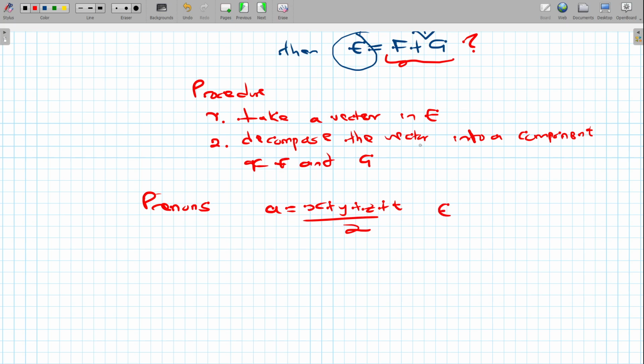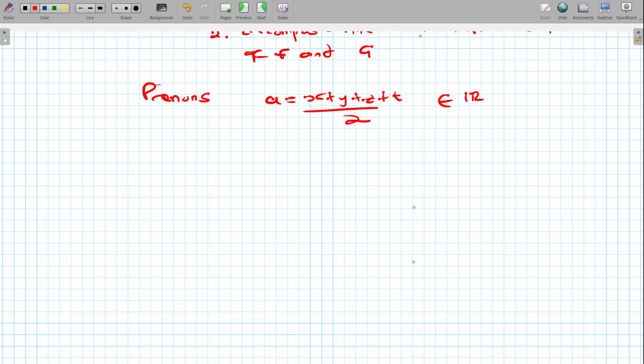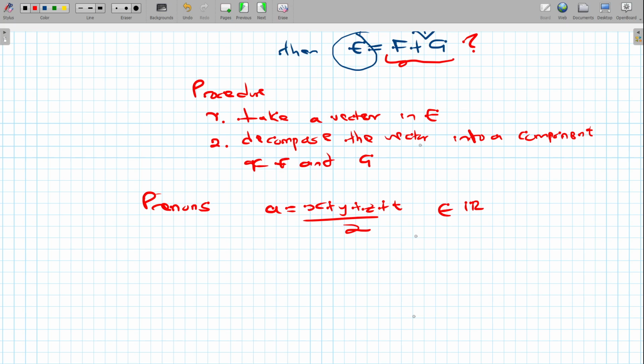Okay? So this A is a real number, so you don't confuse things here. A is a real number, it's a constant. So A is not a vector, it's a constant. Prenons, so we take A equal to this value.